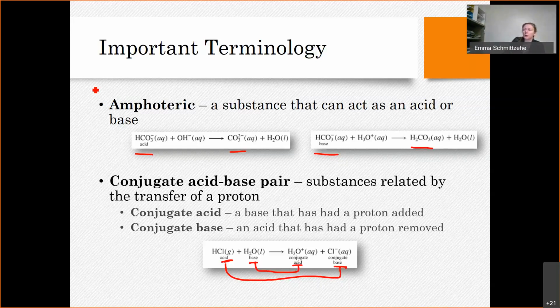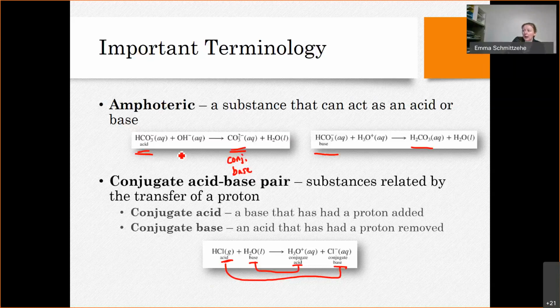So if in the first reaction, if HCO3 minus is an acid, then the CO3 2 minus must be the conjugate base, okay? Because that is the substance that is now lacking that proton, okay? So they differ by an H plus. The thing that is short in H plus is the conjugate base, okay?